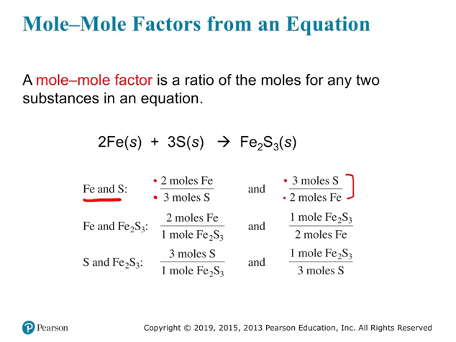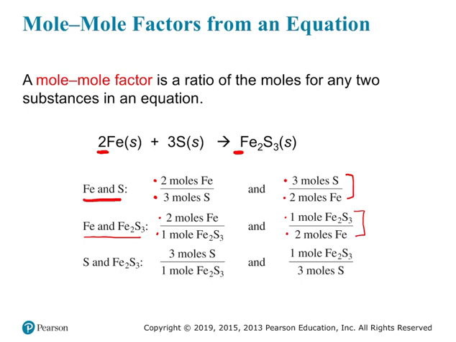All right, now let's say we're comparing iron with the product. So there are 2 moles of iron for every 1 mole of product. And that's again just coming from the coefficients up here. So we could flip that and say 1 mole of the product over 2 moles of iron. So in this instance, maybe we again have a certain amount of iron that we're reacting with sulfur, and we want to figure out how much of the product will form. So we could use that conversion factor.